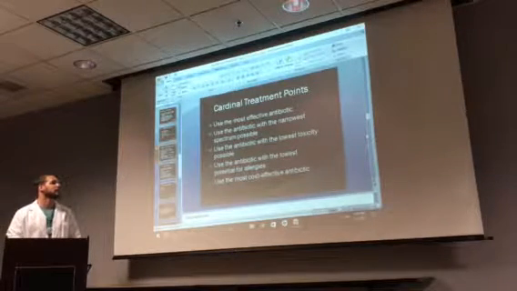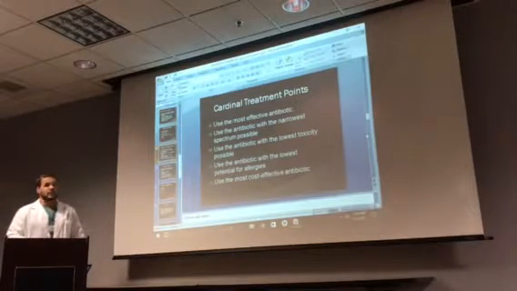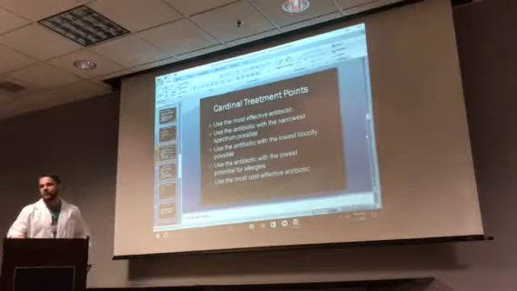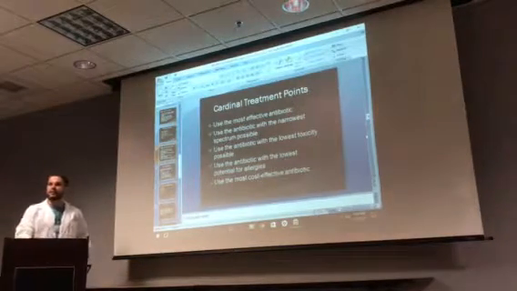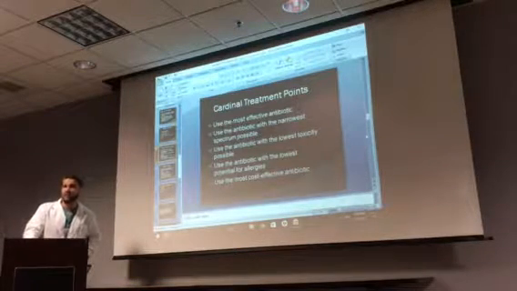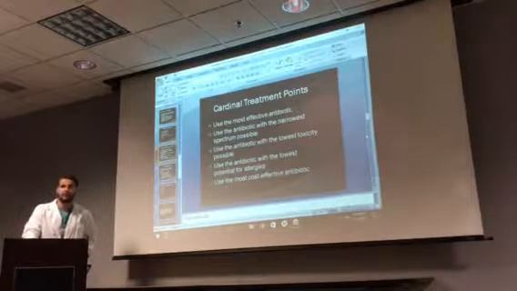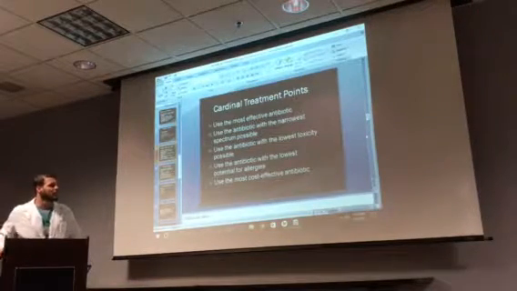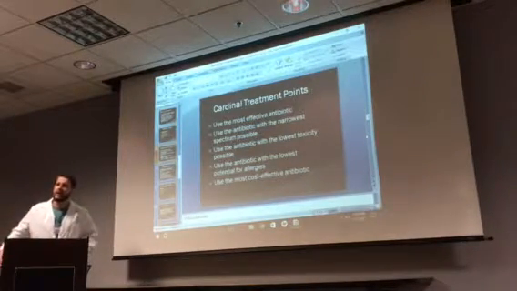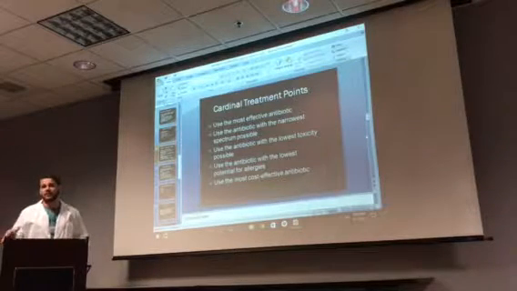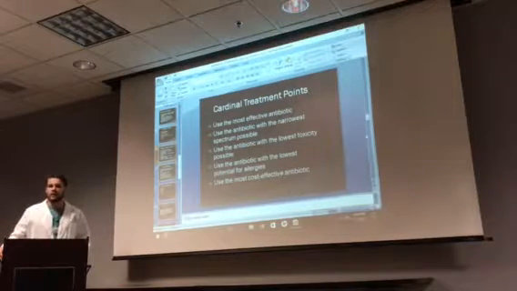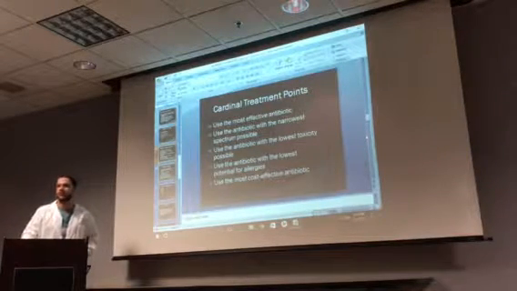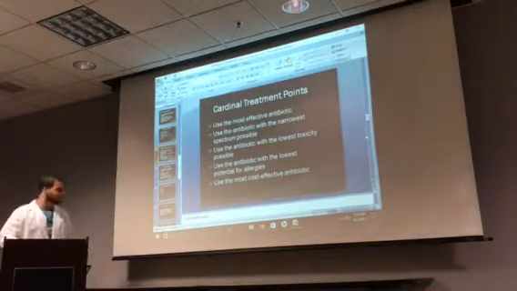Use the antibiotic with the lowest potential for allergies. That's any medication. Make sure you always double check those allergies, because the last thing we want to do is cause an allergic reaction for a patient who came in with a bacterial infection. And use the most cost-effective antibiotic. That's something we try to do in every area as healthcare providers as well. Sometimes it doesn't always work out that way, but that is something we try to keep in mind. It is on the priority list, it's just not at the top.